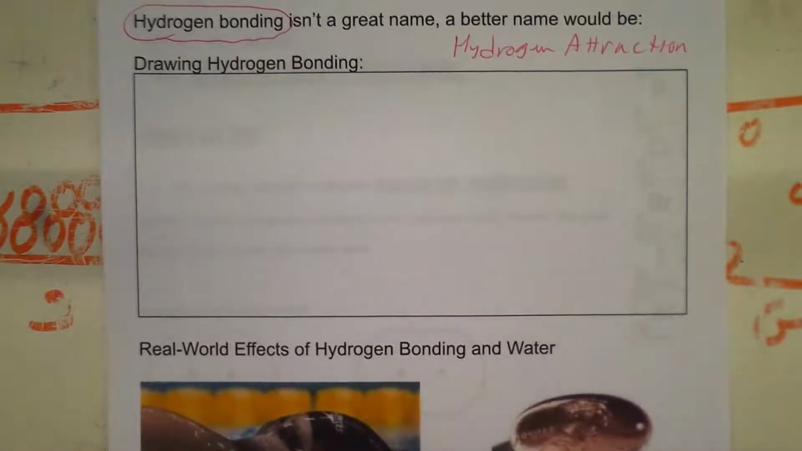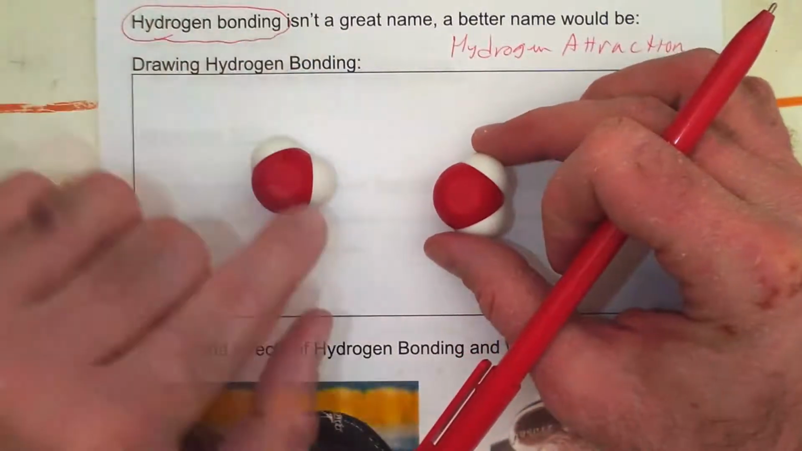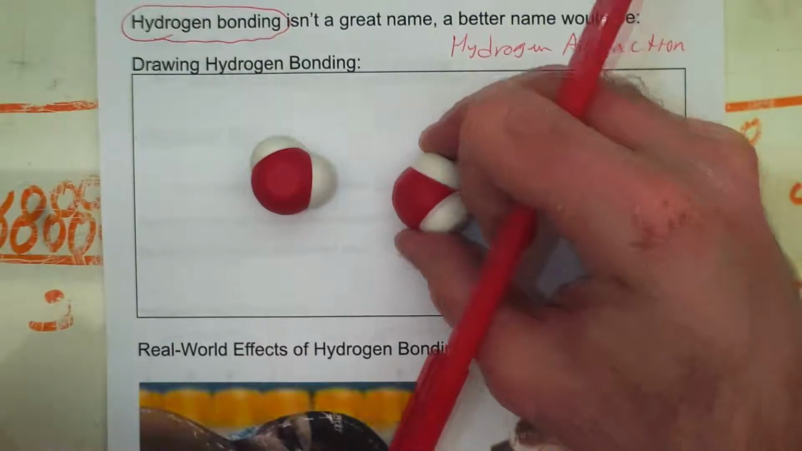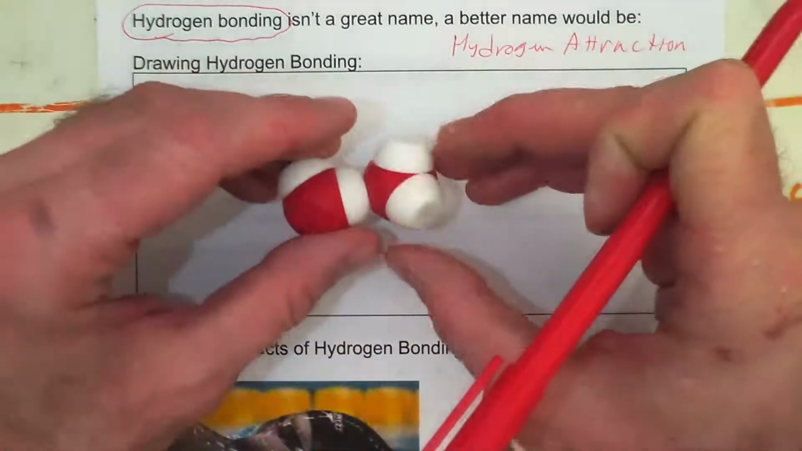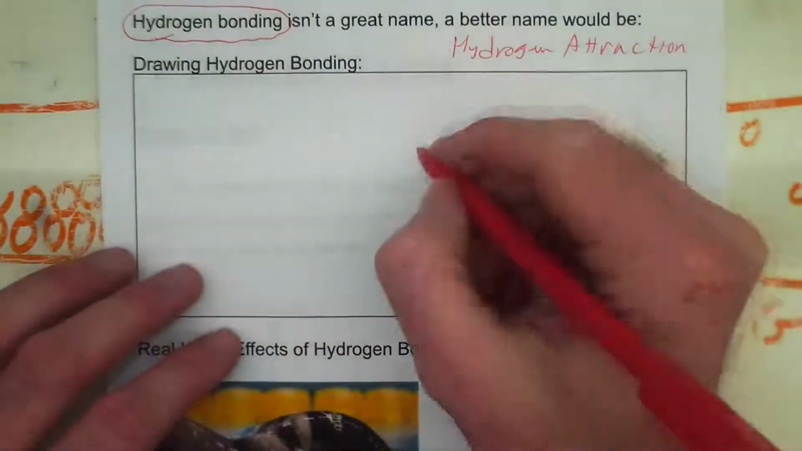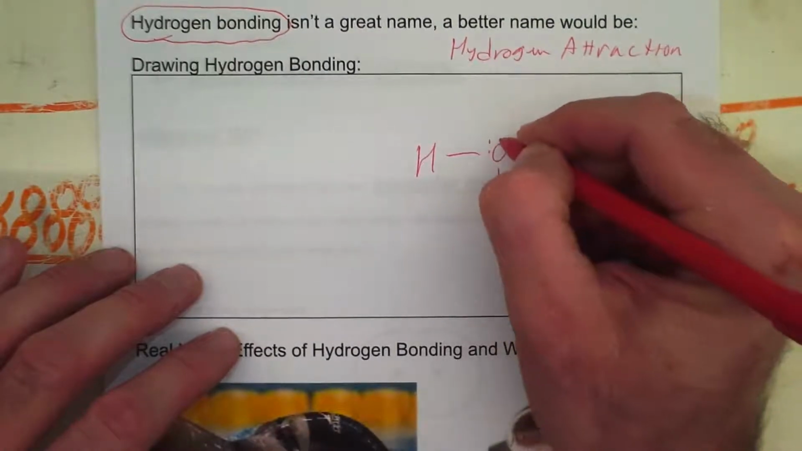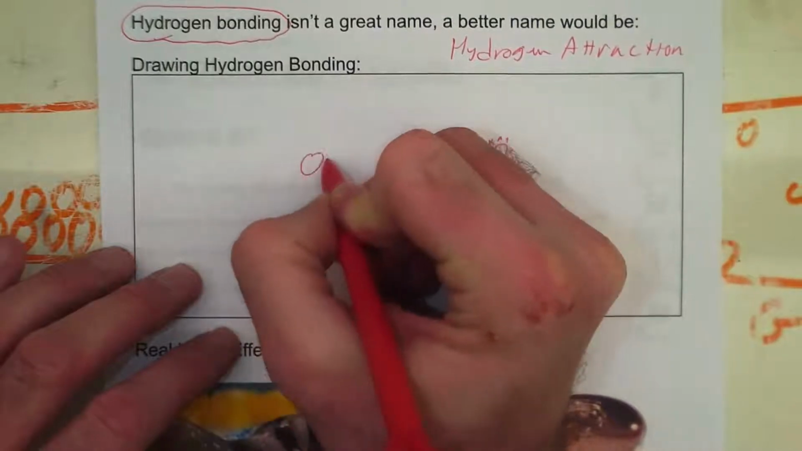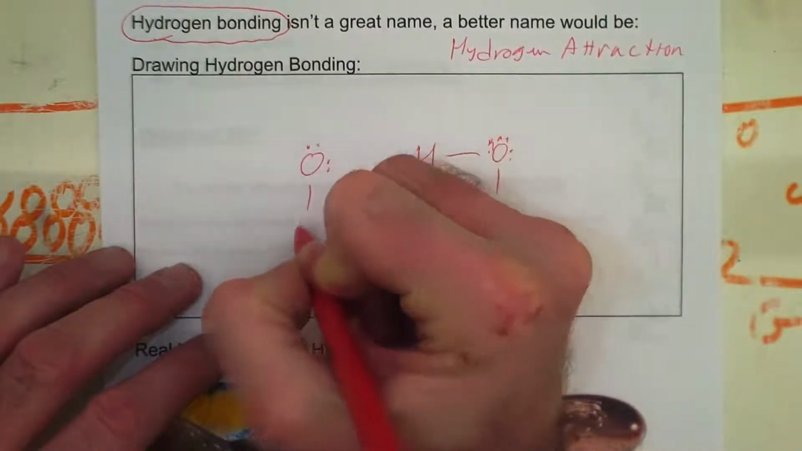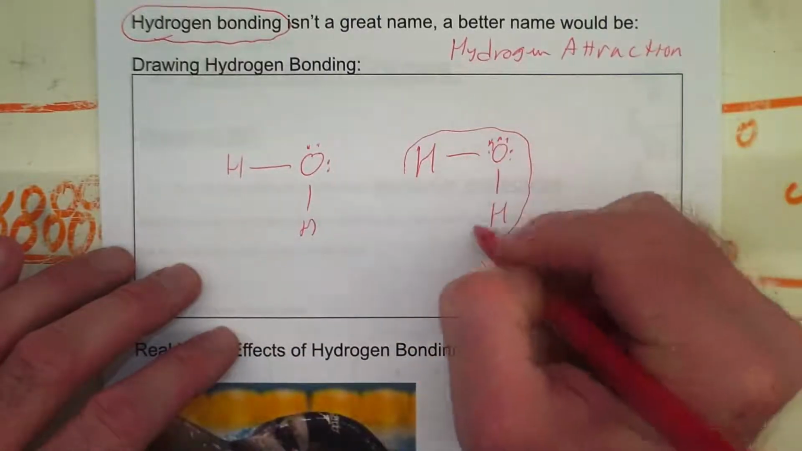What's hydrogen bonding look like? Hydrogen bonding looks like my magnetic water guys here. I've got hydrogen that's relatively positive from one water molecule. It gets close to the oxygen end of another water molecule, and they are attracted to one another. So I've got hydrogen and oxygen and hydrogen, and I've got oxygen and hydrogen and hydrogen. And you want to think of these as one big unit.